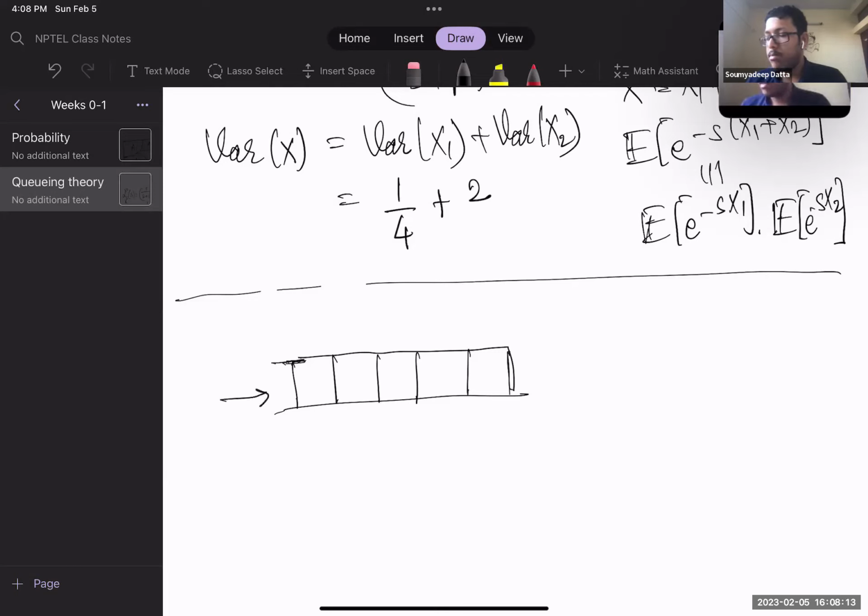So in a queue, what you have is packets or people or whatever, arriving at some rate lambda per second, and departing at a rate mu per second.